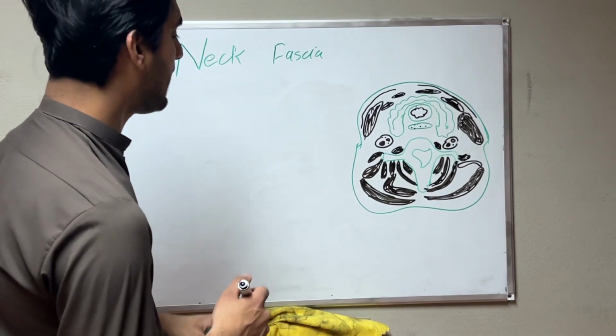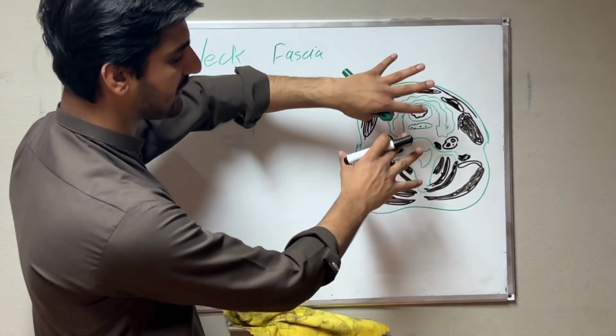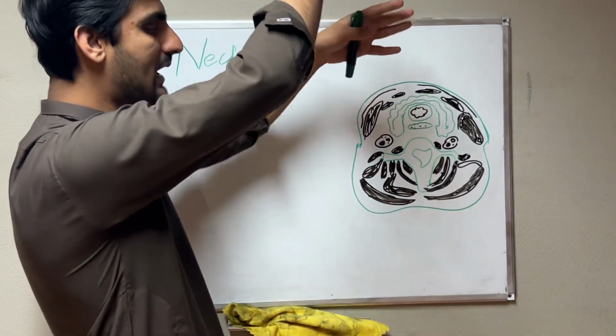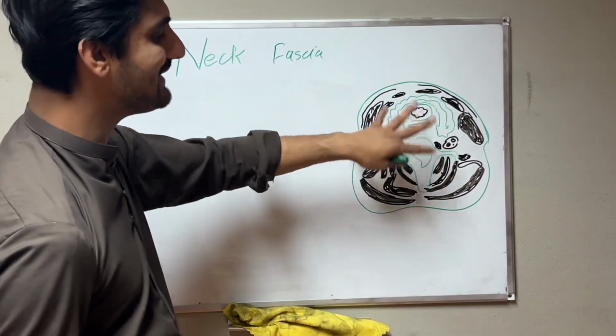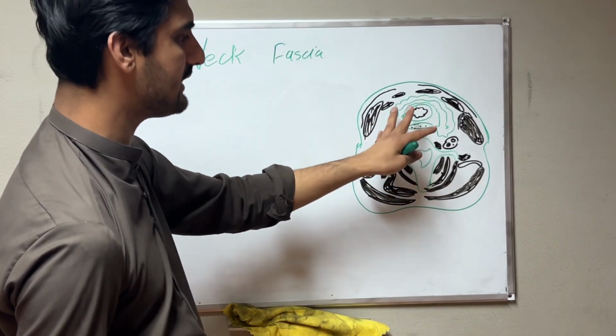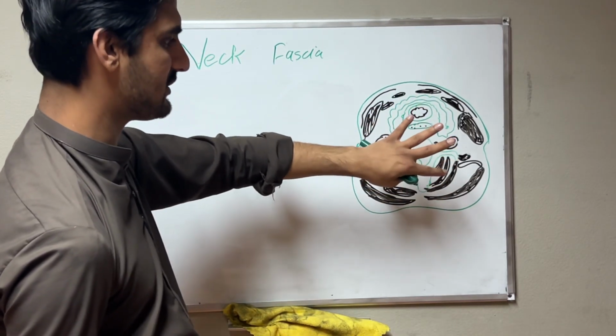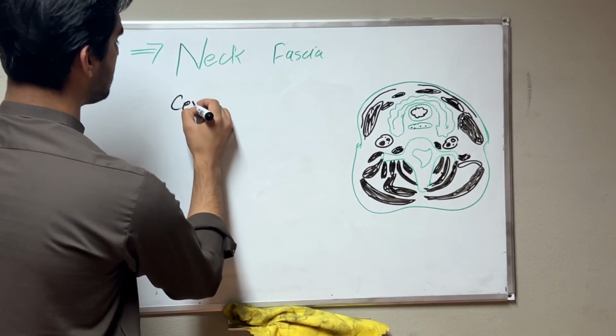And in the cervical region, this is the perspective of the neck from the upper side. Here we will see the muscles easily, and we will identify each fascial layer of the neck fascia. First, talking about the neck fascia, we have the cervical fascia.